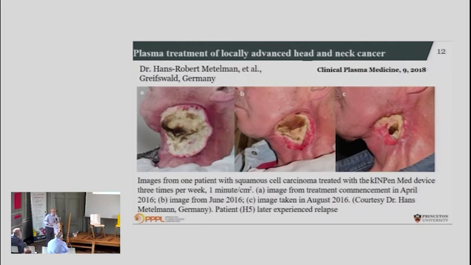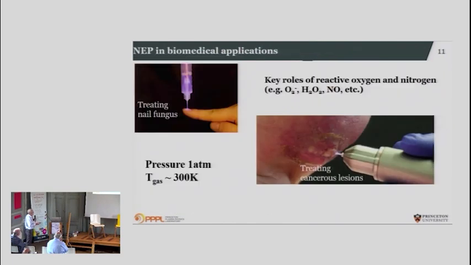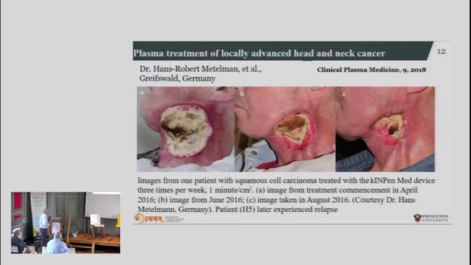So sorry about this kind of ugly picture here. This came from a colleague in Greifswald, Hans Robert Metelmann, with whom we did a little bit of collaboration. This paper came out in 2018. As I mentioned, Hans looks at head and neck cancer treatments, and they were using a device like this one. In fact, it was precisely this one. It's called the kINPen MED. It was developed in Greifswald, and they're treating these patients with squamous cell carcinoma.